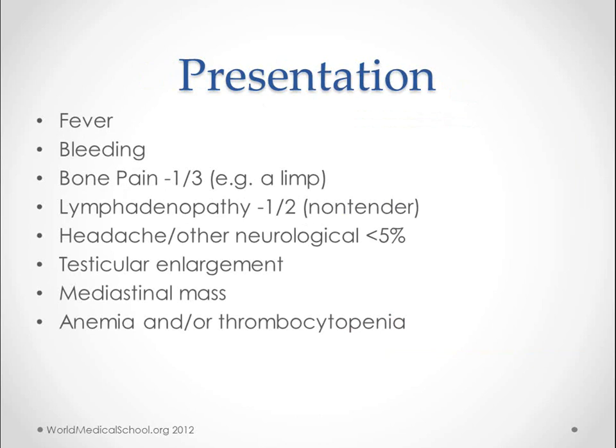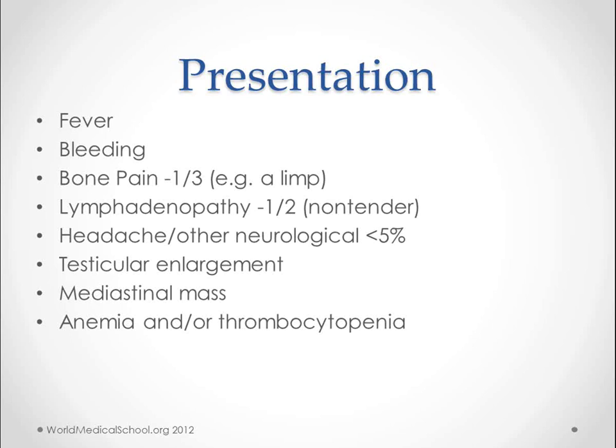So if you have a periosteal proliferation of lymphoblasts, then first of all you get crowding, but you also get areas where there is necrosis, and some of that is where you get the bone pain. So around a third of these kids have some kind of pain. Younger kids won't know what to say about it, but they might present with a limp, and lymphadenopathy is found in about half these patients, and headache and other neurological problems comes in about 5%.